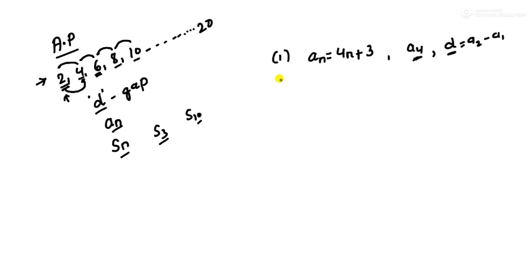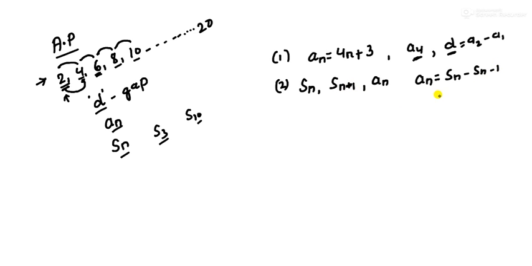Now the second type is based on this: they will give Sn, some value. The sum of the first 7 terms is this, the sum of the first 8 terms is this. What is An? This is another type. So you have to remember this formula: An is equal to Sn minus Sn minus 1. This is minus, not plus.